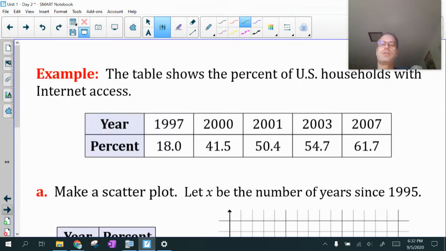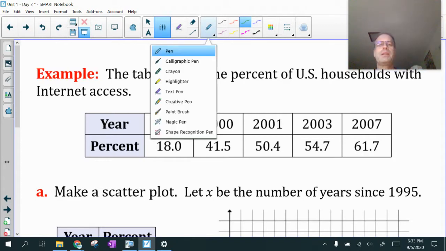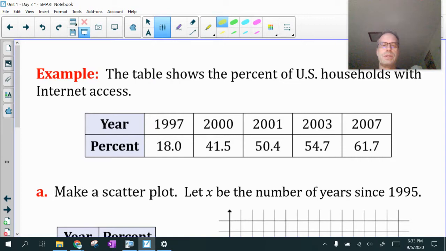Now, this is a table that shows the percentage of U.S. households with internet access. Please understand this is slightly dated data. I get it. But that being said, it doesn't mean it's completely useless. Again, we've been reading data for years. But how can they make things a little bit more interesting or possibly more challenging for you?